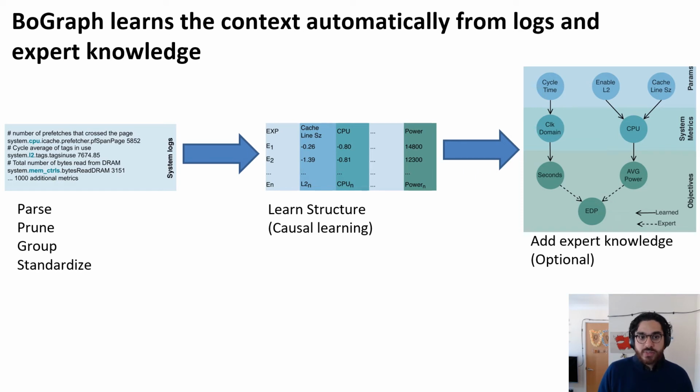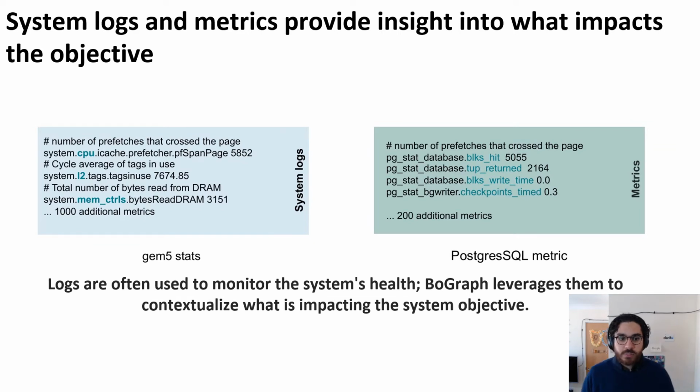We will use a running example from Gem5 Aladdin. It's a case study we have performed on system architecture simulation design and show the pipeline of BoGraph. So the first step is parsing the logs.